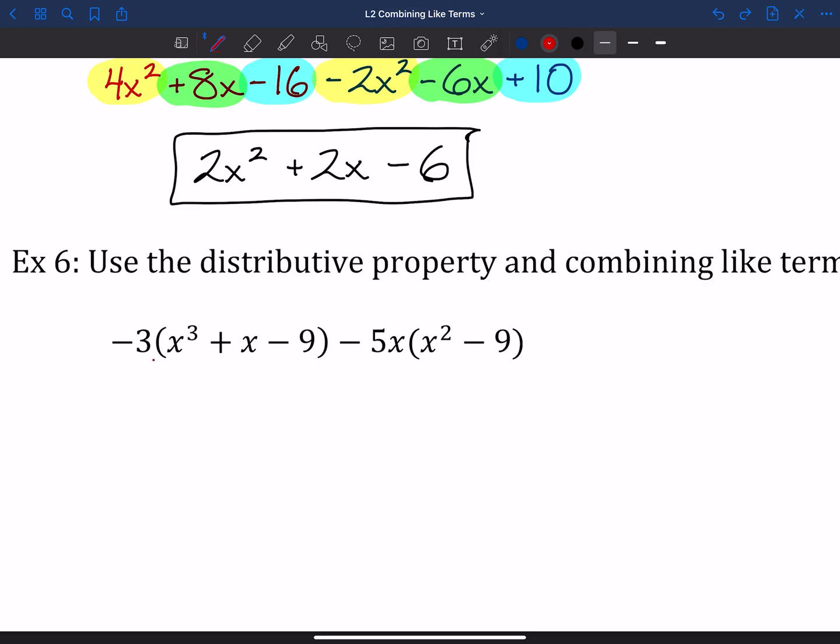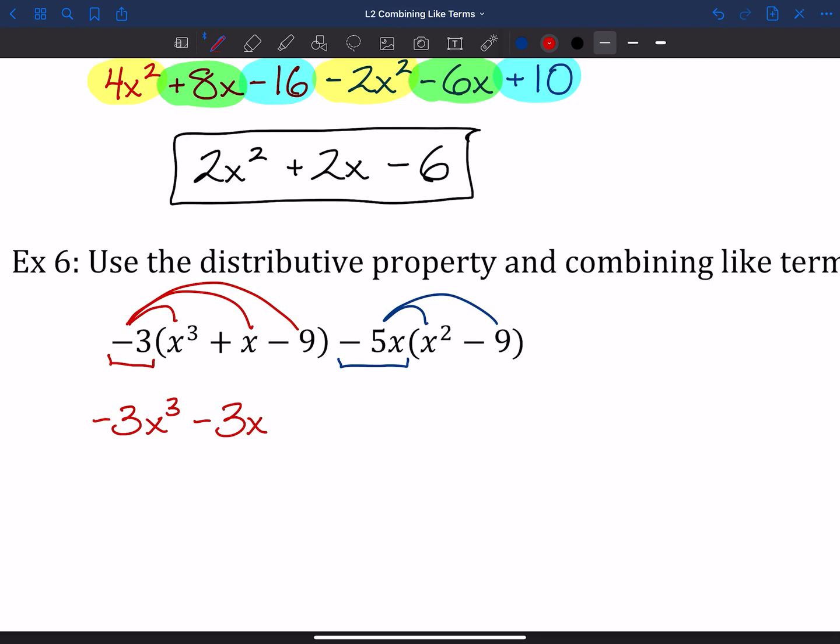All right, so what I'm going to start off by doing is saying, I've got this negative 3 over here that I'm going to distribute into this first set of parentheses. And then I've also got this minus 5x that I'm going to distribute into that second set of parentheses. All right, so let's start with the stuff in red. Negative 3 times x to the third is negative 3x to the third. When I do negative 3 times x, that's also negative 3x.